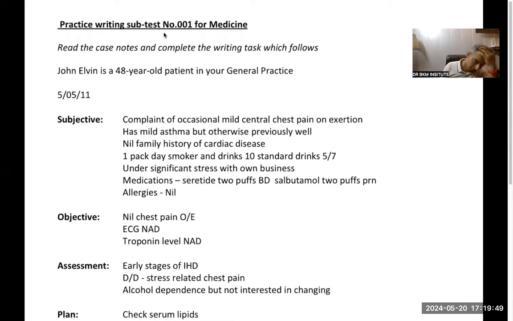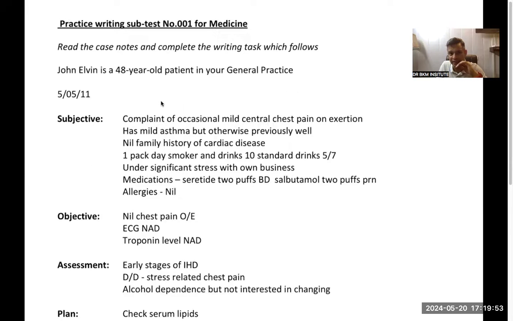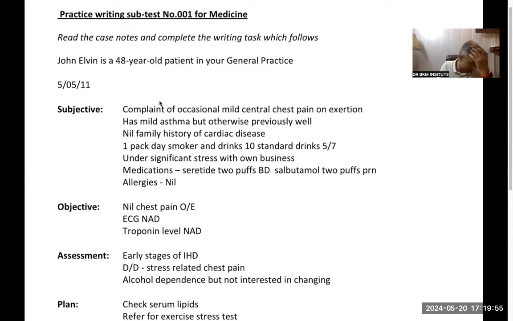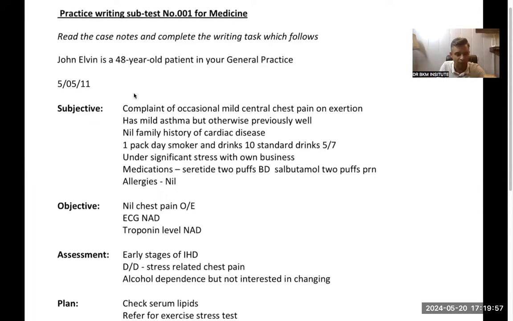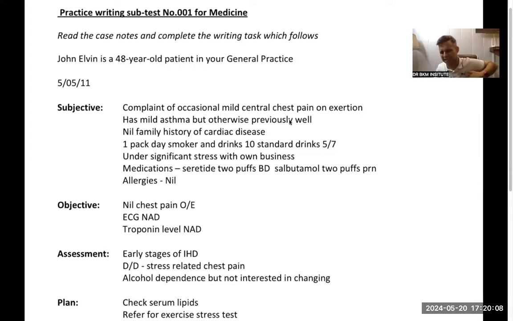John Elvin is the name of the patient. He is a 48-year-old patient in general practice. So he has come to our clinic on 5th May, sorry, 5th May. January, February, March, April, May, the 5th month. So on 5th May, he complained of occasional mild chest pain on exertion, mild asthma, but otherwise previously well.